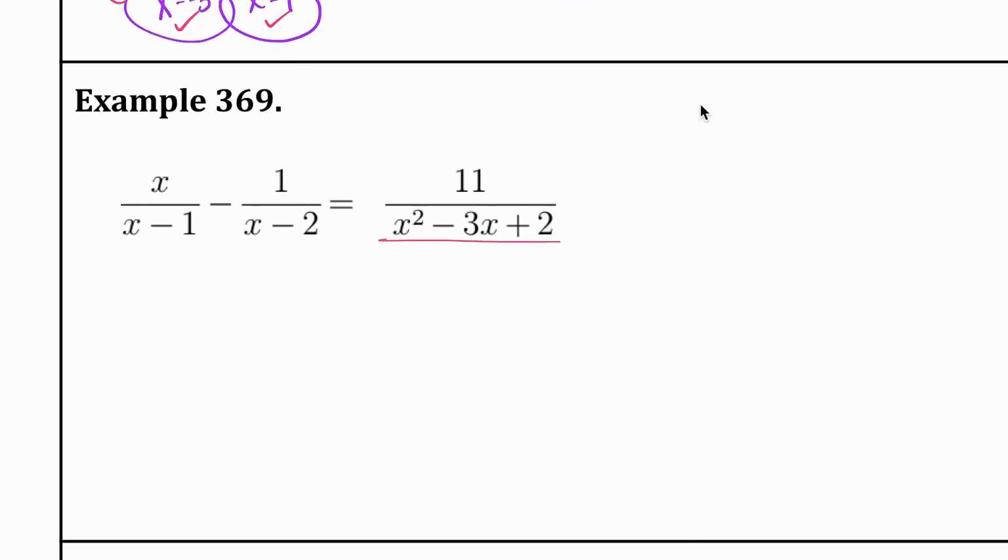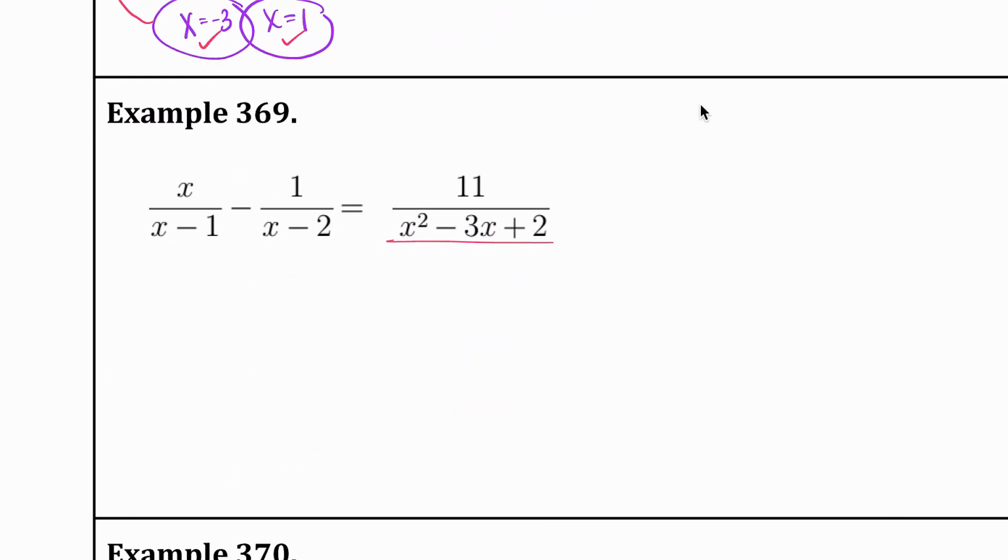All right, let's look at 369. First thing we have to do is decide what is our least common denominator. To do that, it's going to be a lot more helpful if we factor this thing right here. So if I factor this, two numbers that multiply to give me 2, add to give me negative 3, I'm going to have x minus 2 and x minus 1.